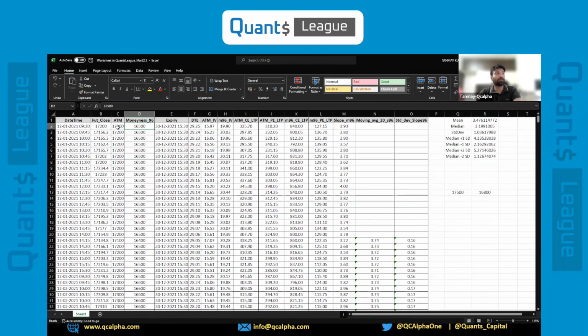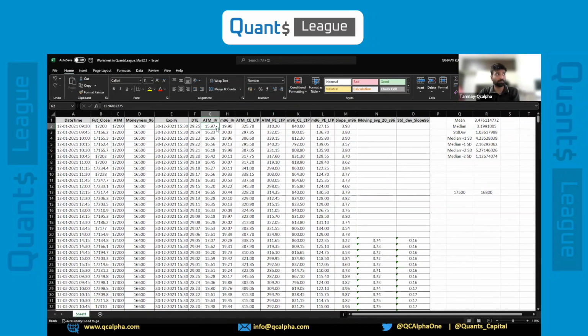So this is my ATM strike. This is my 96 moneyness strike. These are the days to expiry, so 29.25 days to expiry. What was my ATM IV? What was my 96 moneyness IV? What was my call price? So what was my ATM call price? ATM put price at that time stamp, so 9:30 in the morning. What was my 96 moneyness call price? 96 moneyness put price.